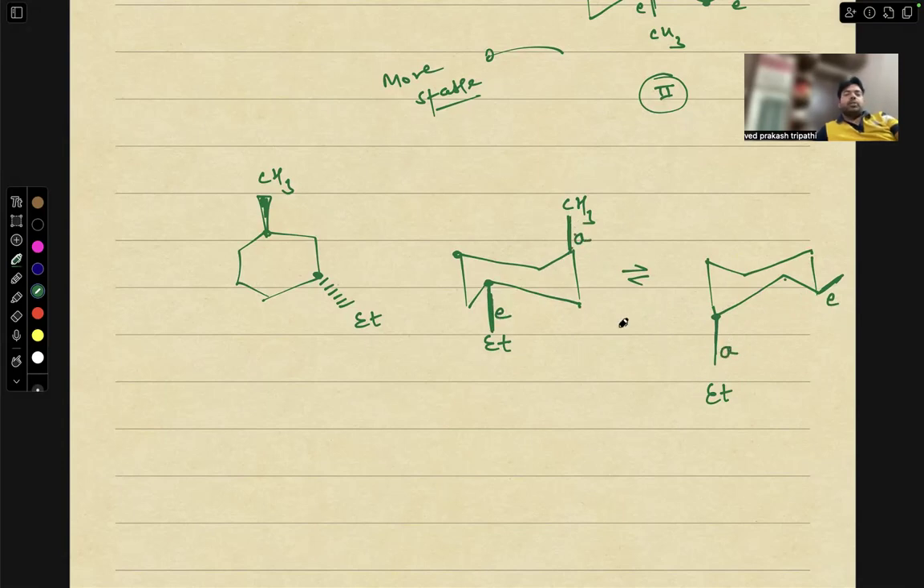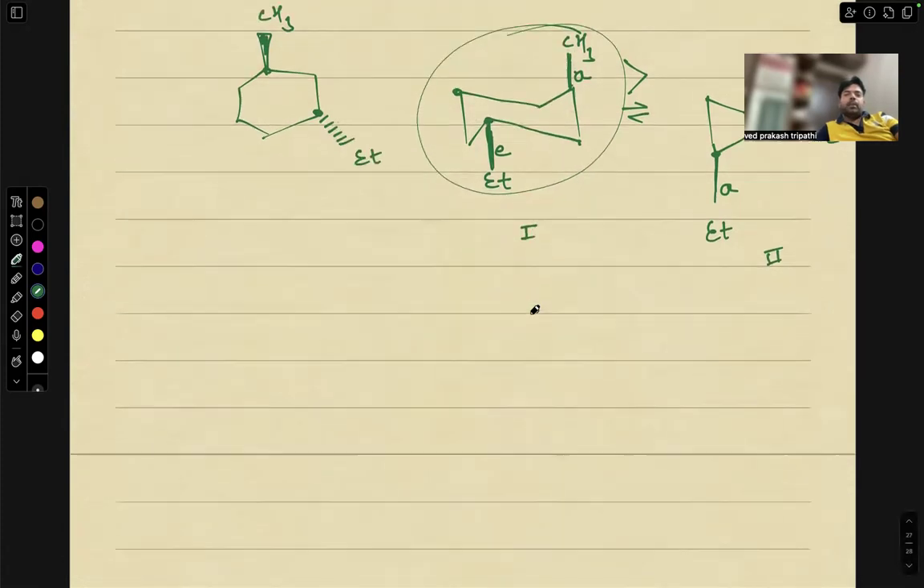So now my question is, which form would be more stable between 1 and 2? So look at the number of axial and equatorial bonds. They have an equal number of axial and equatorial bonds. And we know that if you compare the bulky group between ethyl and methyl, ethyl is bulky. So ethyl should be at equatorial. So this form would be more stable because ethyl is at equatorial. Okay. So this is the conversion of ring form in the chair form.